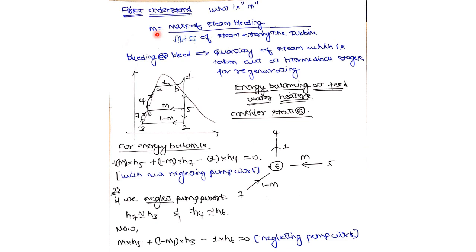Okay, now what is bleeding? I have just given a hint here. It is the quantity of steam which is taken out at the intermediate stages for the regeneration purpose. So while solving the problems, generally we require the concept of energy balance at feed water heaters. What is this energy balance at feed water heaters? Now what does the feed water heater do? The feed water heater heats up from 6 to 7, correct?